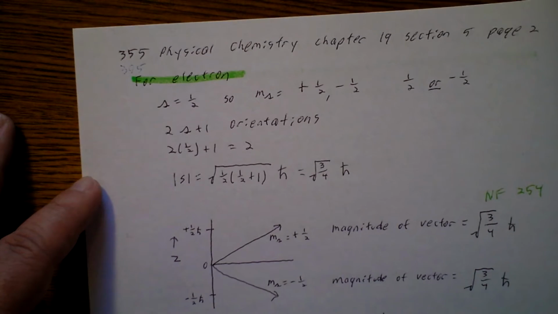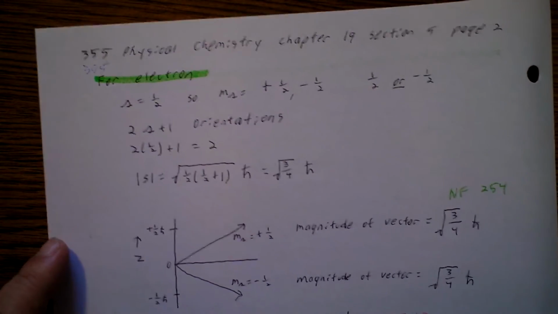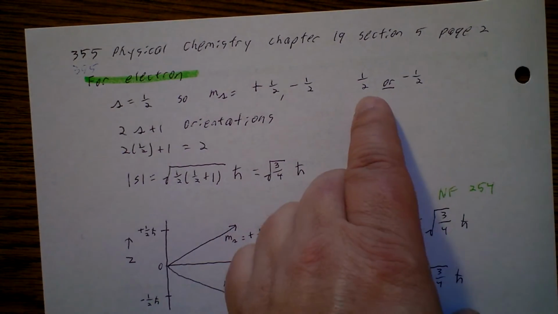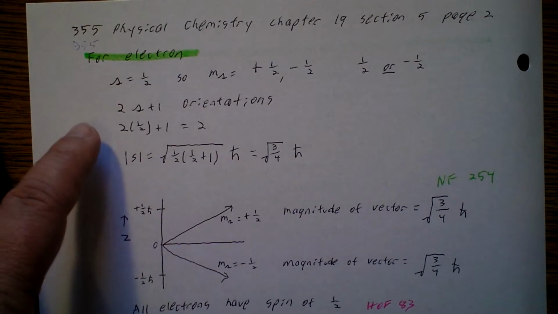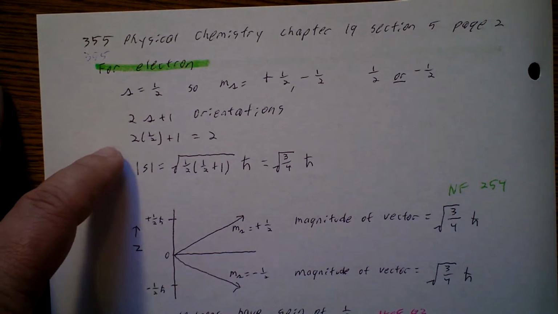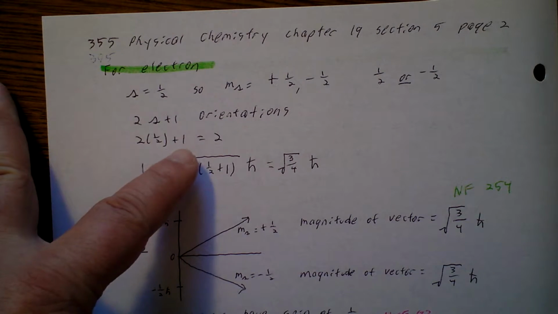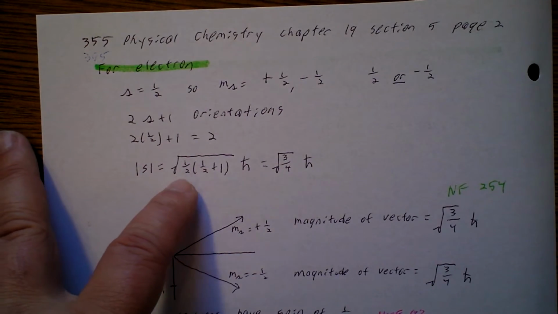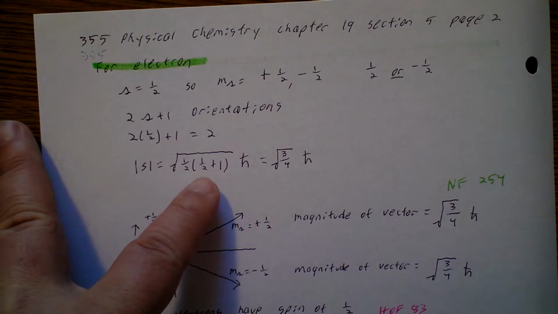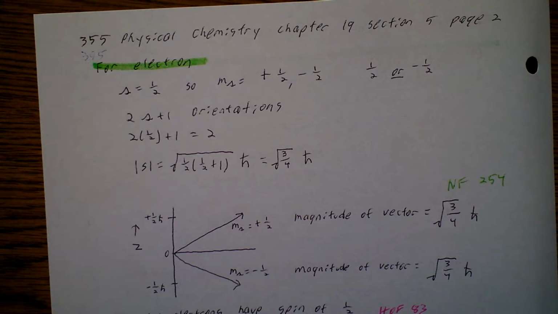So let's talk about an electron, where s is equal to 1/2. So ms can be plus 1/2 or minus 1/2. Notice I said plus 1/2 or minus 1/2. So that gives us 2s plus 1 orientations. We get 2 times 1/2 plus 1, so that gives us two orientations. So the absolute value of S here is the square root of 1/2 times 1/2 plus 1 times h bar, which gives us the square root of 3/4 times h bar.